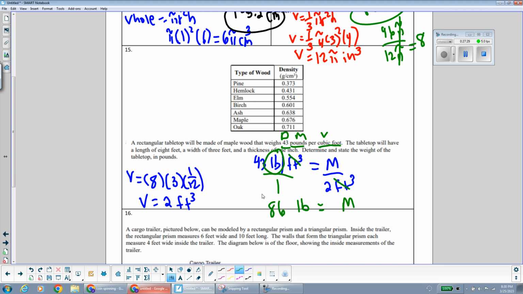Oh, my bad. This chart does not go with this question. Oops. Let's cross that out. Always have an error here. So it's just the bottom part of the question. Yeah, that chart does not go with the question. So the answer here is 86 pounds. That is the mass.